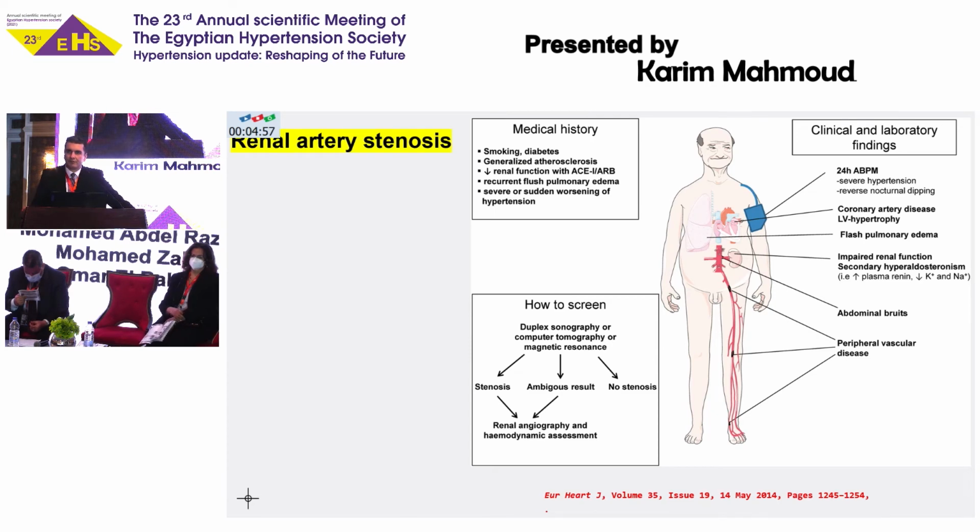Another example of the main feature is renal artery stenosis. Renal artery stenosis in the elderly patient can be suspected in the patient with multiple risk factors such as smoking, diabetes.